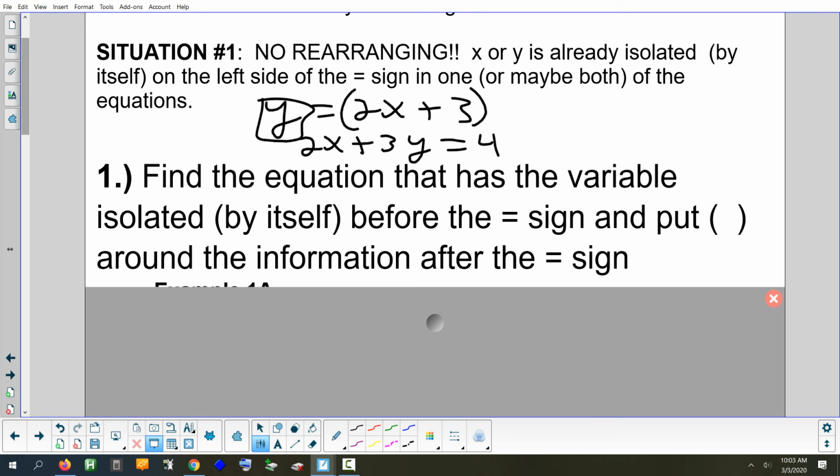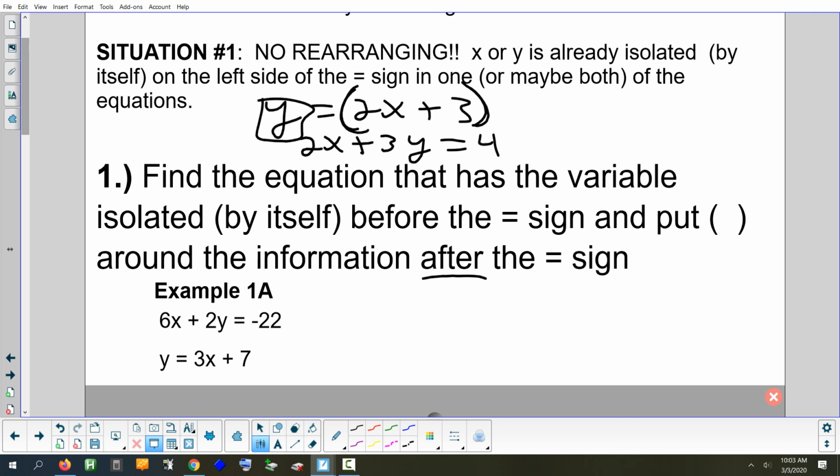So find the equation that has the variable by itself. It's the variable before the equal sign. And put parentheses around the information that's after. So all you're doing is that. There's no math in that step at all. Just adding parentheses. So what we're going to do is we're going to do this one as we go. So I'll write a step, and then we'll do a step. And then we'll write a step, and then we'll do the next step.